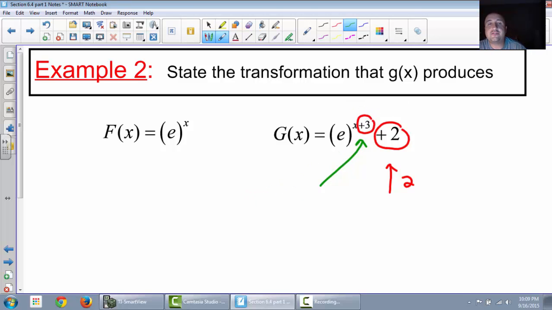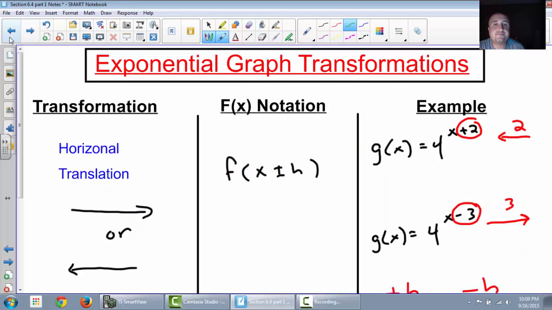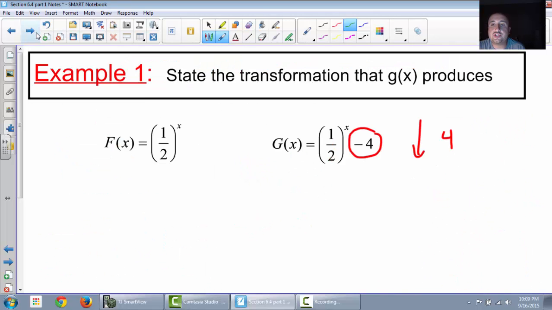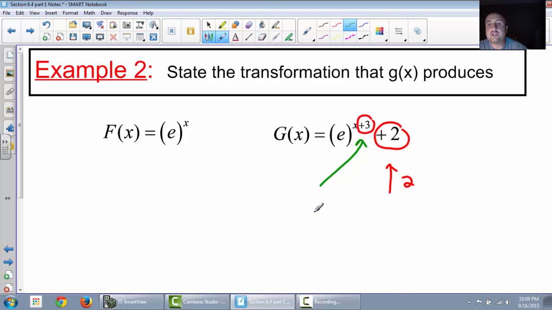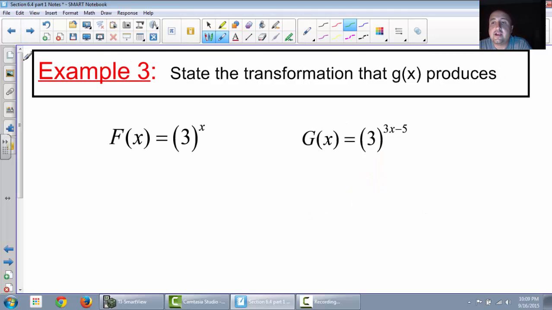If it's a positive 3, and you go back to your cheat sheet, a positive 3, so like positive 2, it's going to go left by 2. So this one, positive 3, should go left 3. Okay, so the positive 3 is going to move it left 3, the positive 2 is going to move it up 2. Okay? All right, so let's see here.